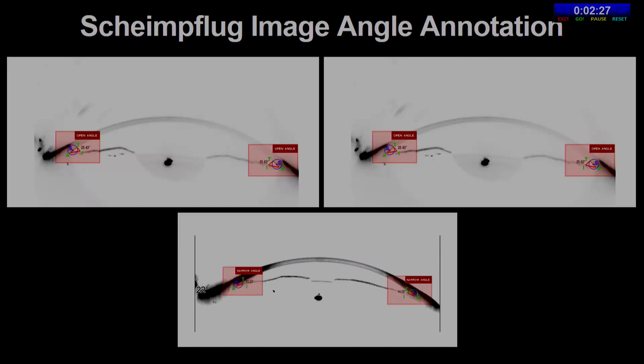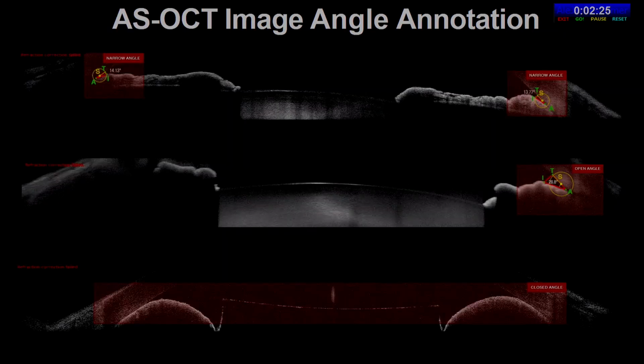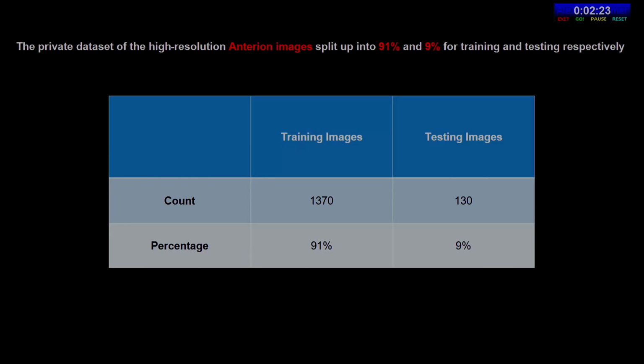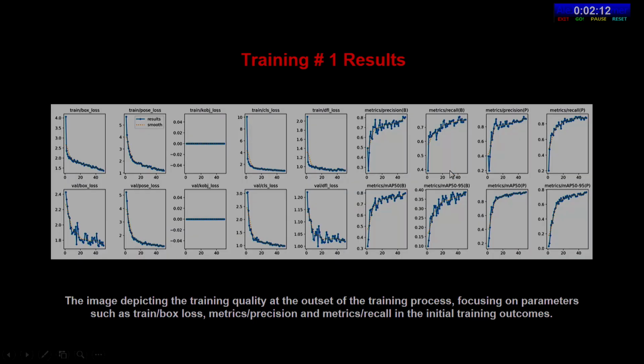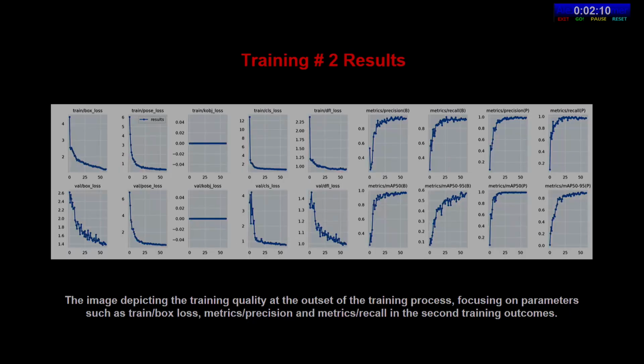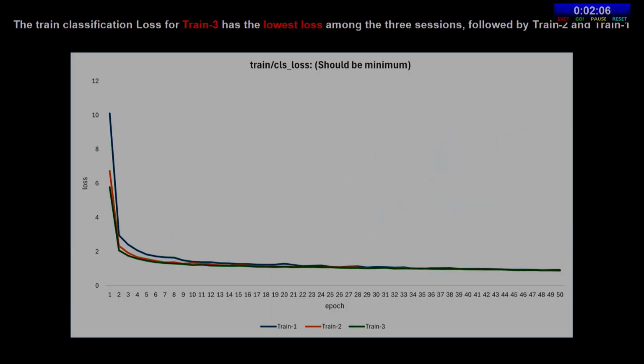UBM, Anterion, ASOCT, and Scheimpflug images. So all the four anterior segment modalities were trained for 1500 images, meaning 1370 went into training, and the remaining 130 images were for testing. So the training and the testing images were different, and that is how they were split up. And these are the training results that have been done in phase 1, phase 2 and phase 3. And you can see the lowermost green chart here, meaning that when it comes lower and lower, the machine is learning better and better.